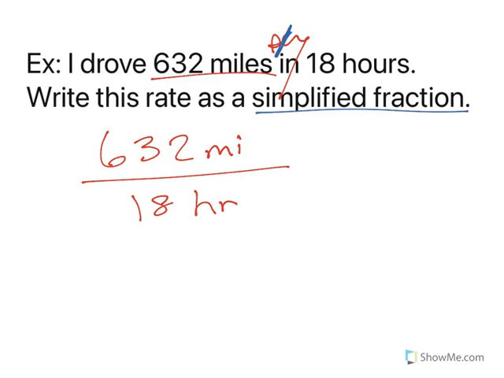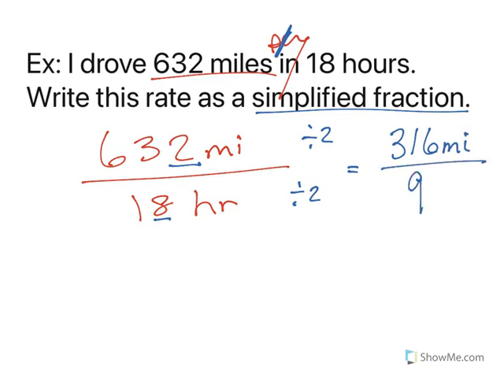Now, when you're dealing with bigger numbers, sometimes it's a little more difficult. So think through. 632 and 18 are both even numbers, so we can divide both the numerator and the denominator by 2. I'm all about starting easy. So 632 divided by 2 is 316. Notice I keep my units. And 18 divided by 2 is 9.